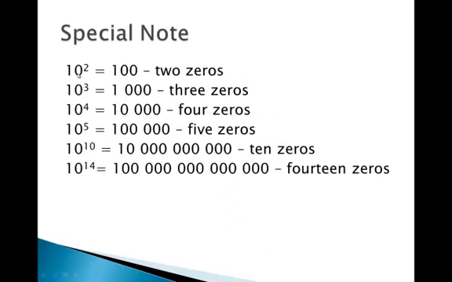As I mentioned before, whenever you're using indexes to the power of 10, all you need to do is add the same number of zeros. So 10 to the power of 2 has 2 zeros, to the power of 3, 3 zeros, to the power of 10, 10 zeros, etc.